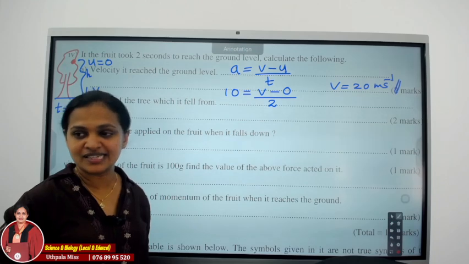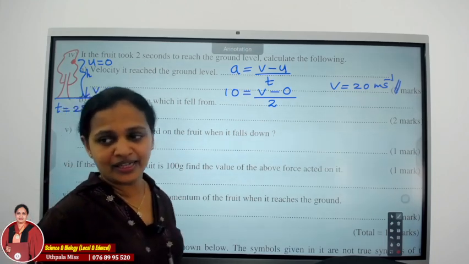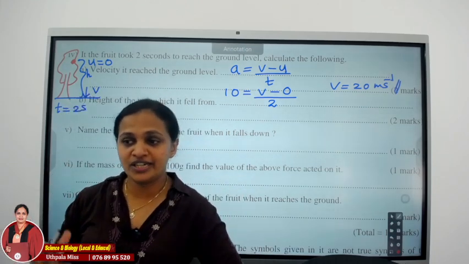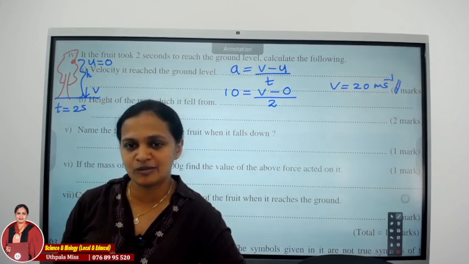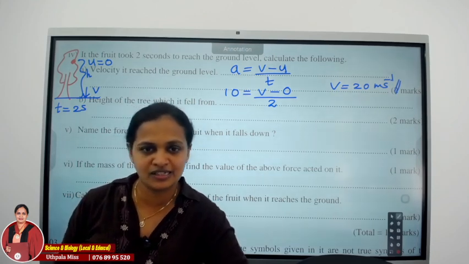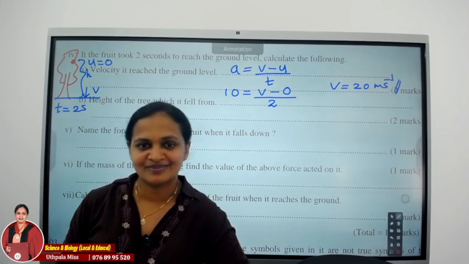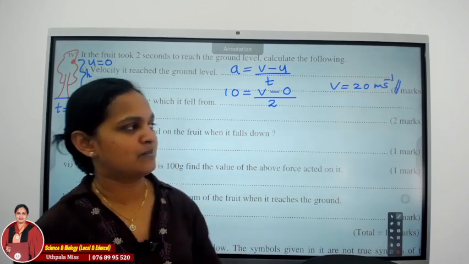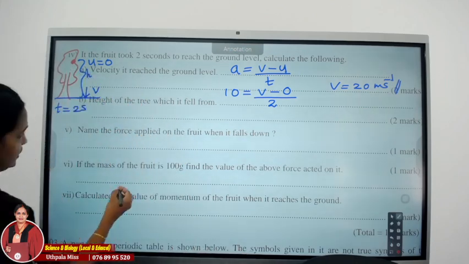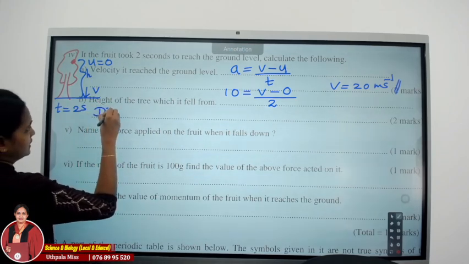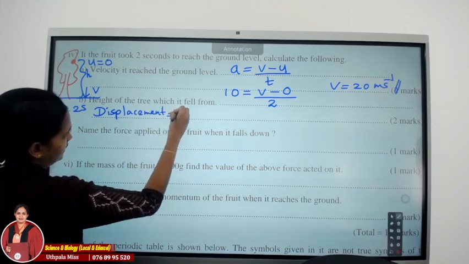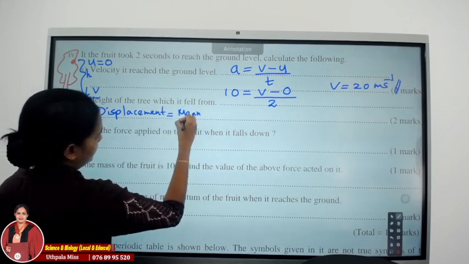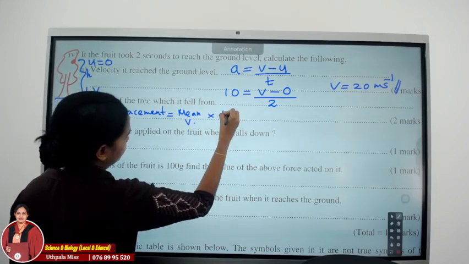So it was accelerating. Remember, we were given an equation. When an object is being accelerated or decelerated, you can find the displacement by using an equation. What is it, Sneha? Mean velocity. Yes, displacement equals mean velocity into time. Displacement for an object when it is accelerating or decelerating, you can obtain it by mean velocity multiplied by time.